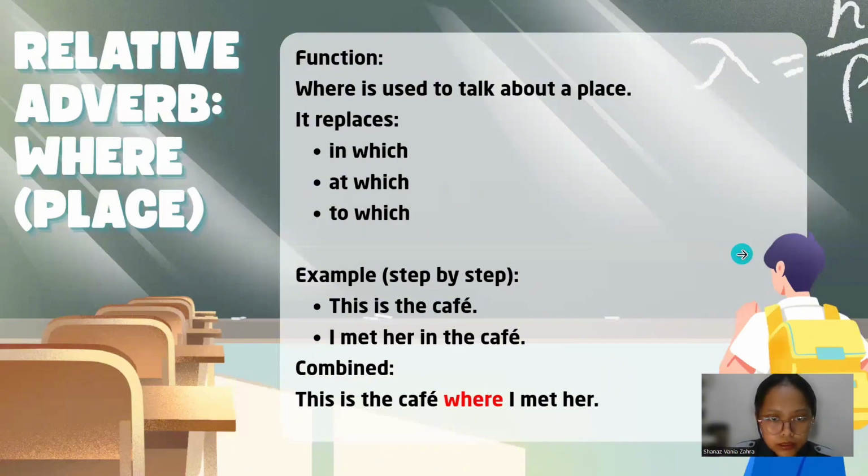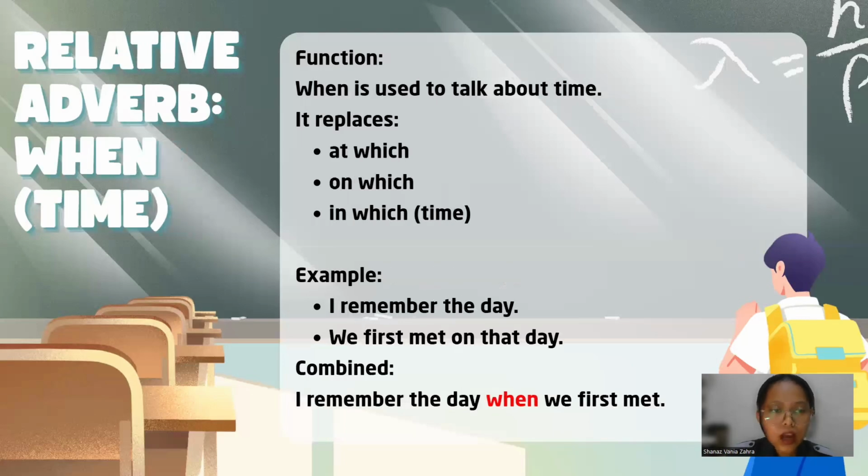Let's look at the part of "when". Okay, relative adverb "when" for time. The function of "when" is to talk about time. It replaces "at which", "on which", "in which". Example, I remember the day. We first met on that day. If we combine, I remember the day when we first met.